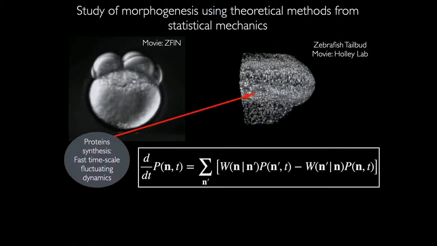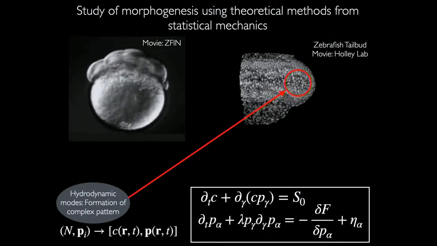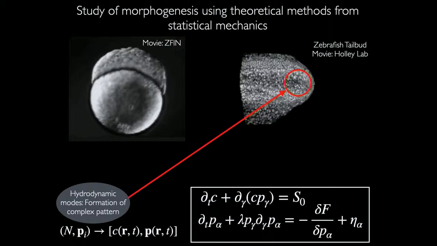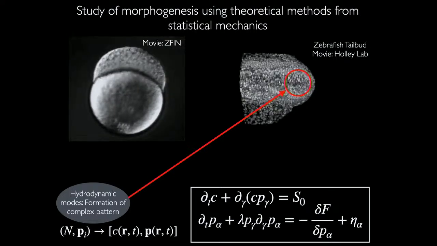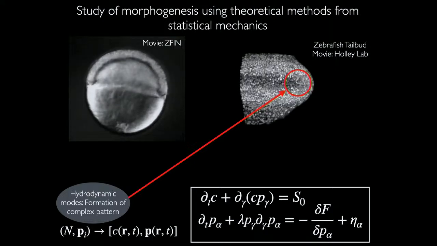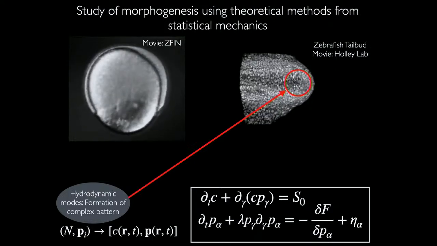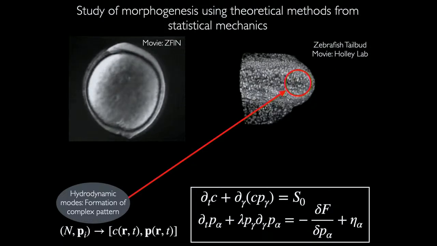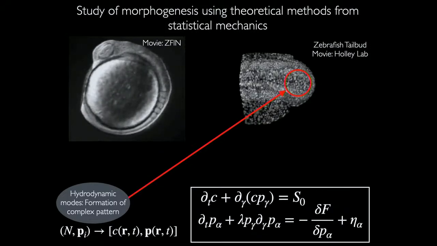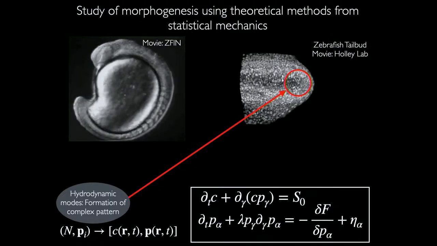What exactly are the various symbols over there? What is C, what is P? Again, this is just a representative equation. What I'm saying is, in the microscopic picture, I have say n cells, and each of them has some polarity P. So what I'm doing is coarse graining these.